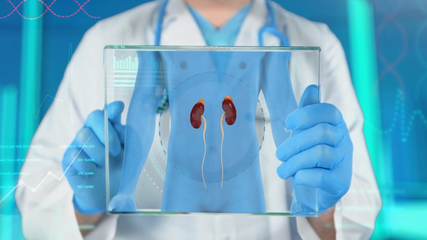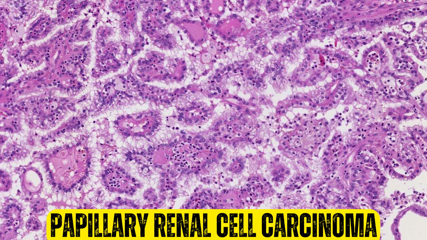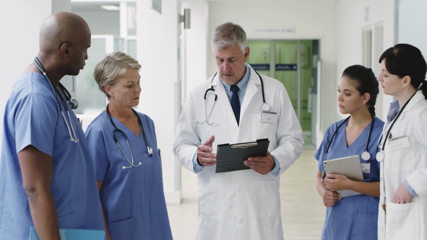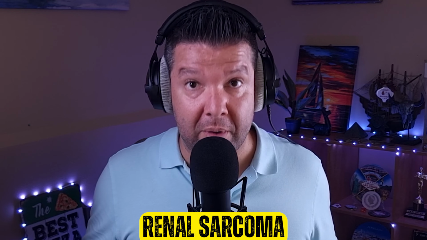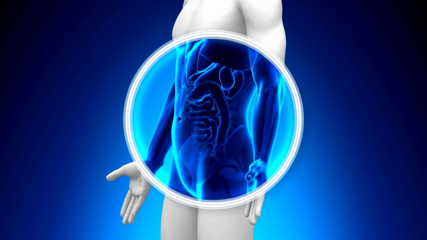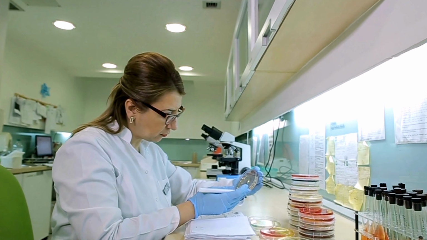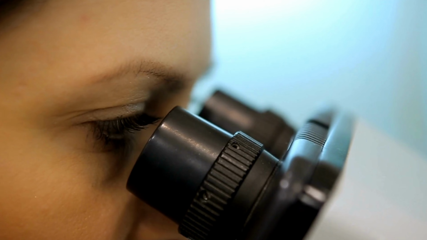There are several subtypes of RCC, including clear cell renal cell carcinoma, papillary renal cell carcinoma, and chromophobe renal cell carcinoma. Less common types of kidney cancer include transitional cell carcinoma, Wilms tumor, which mainly affects children, and renal sarcoma. Each subtype has unique characteristics and genetic profiles that can help affect how the cancer behaves and responds to treatment. It's important to identify the specific type of kidney cancer to determine the best treatment approach and predict the outlook or prognosis of the disease.